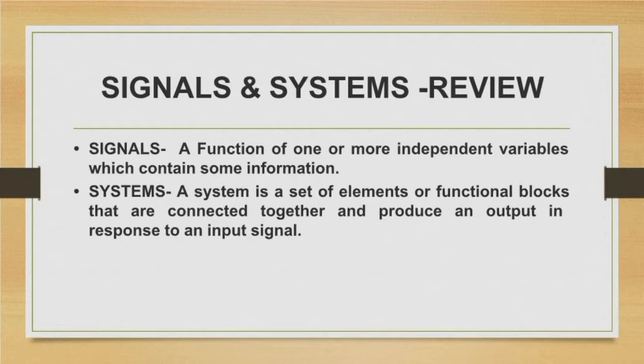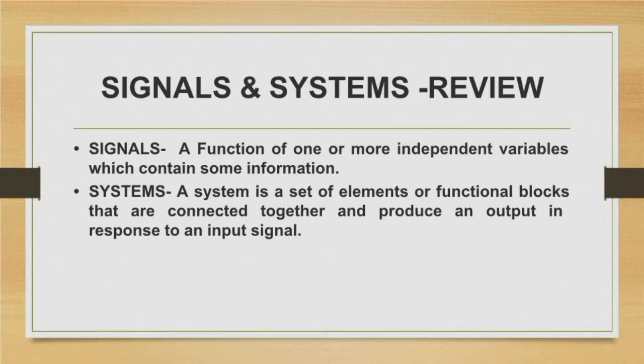Next we move on to system. A system is a set of elements or functional blocks that are connected together to produce an output in response to a given input. So simply, a system is a meaningful interconnection of physical devices and components. For example, any system can process your input signal and produce an output signal, and that output responds to the given input signal. We call it a system. Here also, based upon time, you can classify it into two types: continuous-time systems and discrete-time systems.